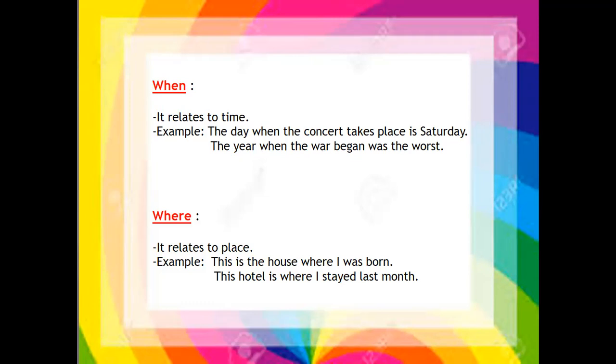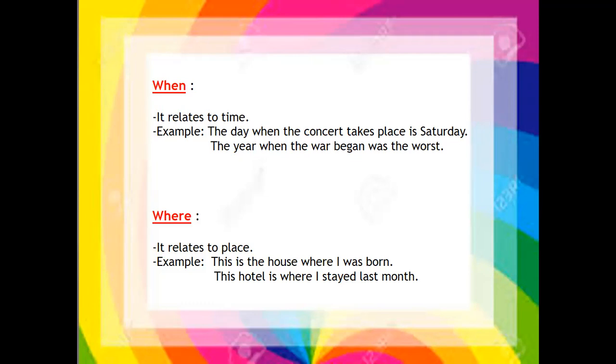What about the second example? The year when the war began was the worst. العام اللي بدأت فيه الحرب كان الأسوأ. Since we're talking about the year, العام, it refers to time, so we have to use when. The year is not a thing or object, and it is not a person. لا هو شخص عاقل ولا شخص غير عاقل، لكن هو شيء بدلنا على فترة زمنية.